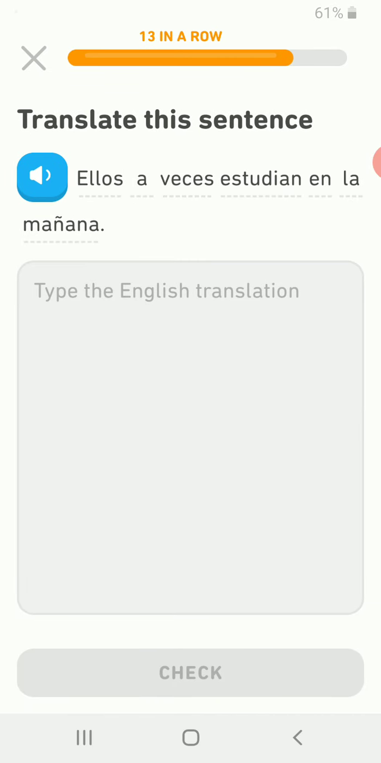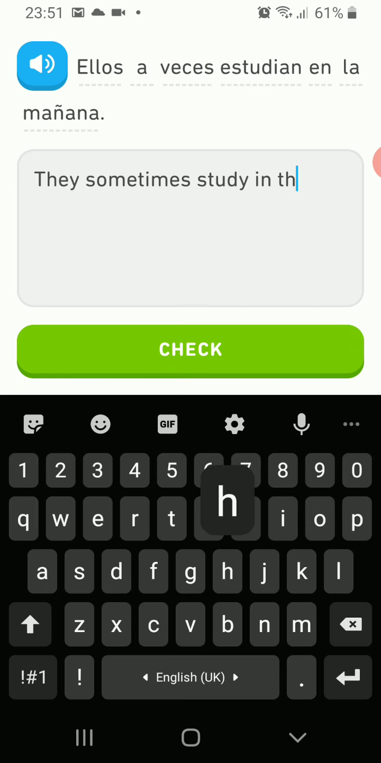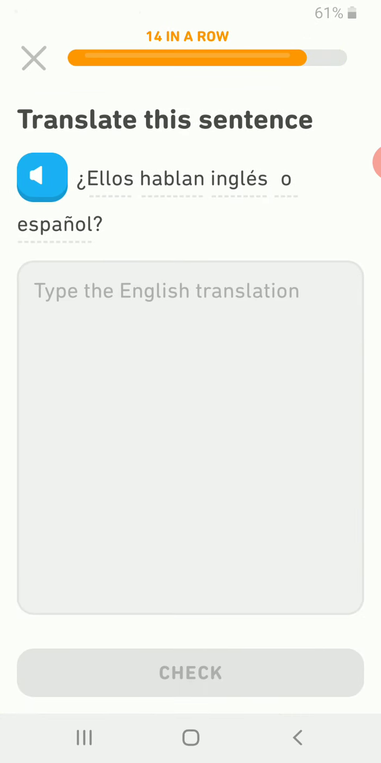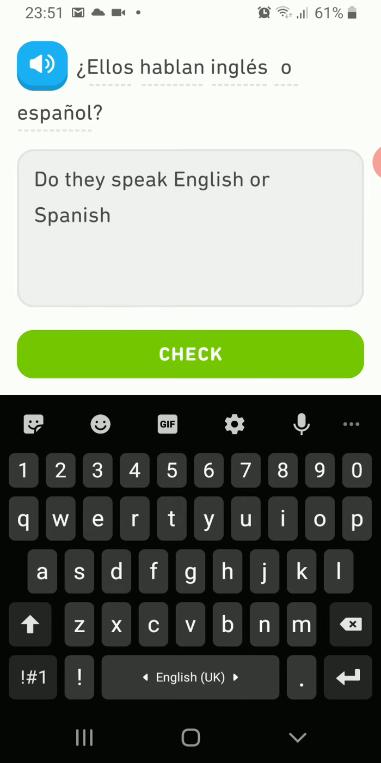Aquí tienes. Ellos a veces estudian en la mañana. So, ellos is they. Sometimes, they sometimes. This is a veces. Sometimes study. En la mañana means in the morning. Okay. ¿Ellos hablan inglés o español? So this is the question: Do they speak English or Spanish? I will capitalize here, English or Spanish. So that's how you say it.